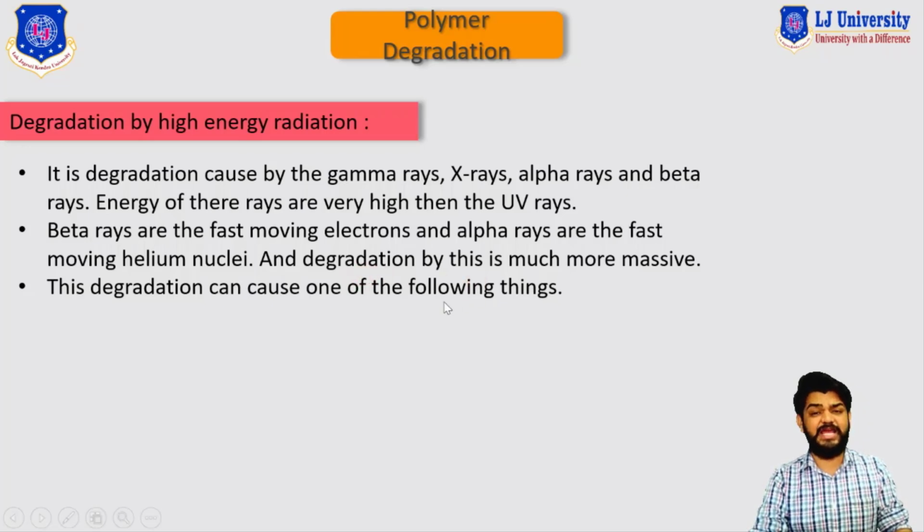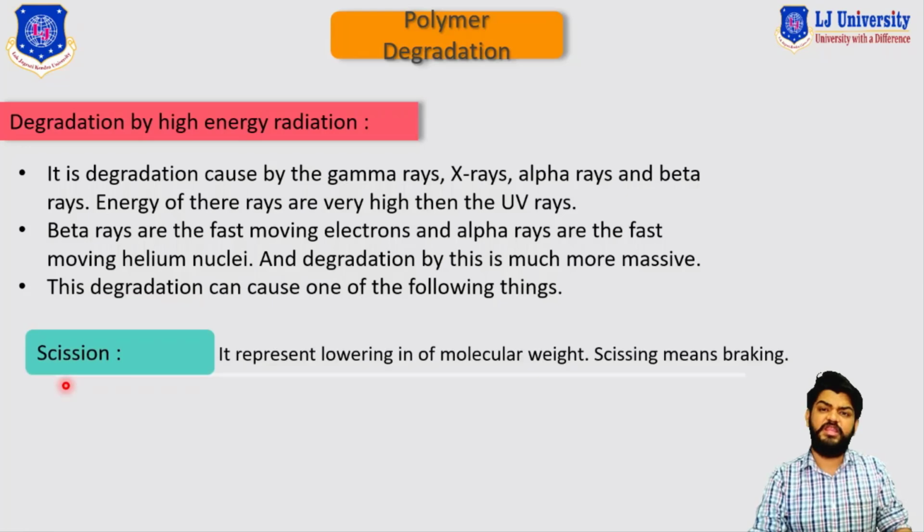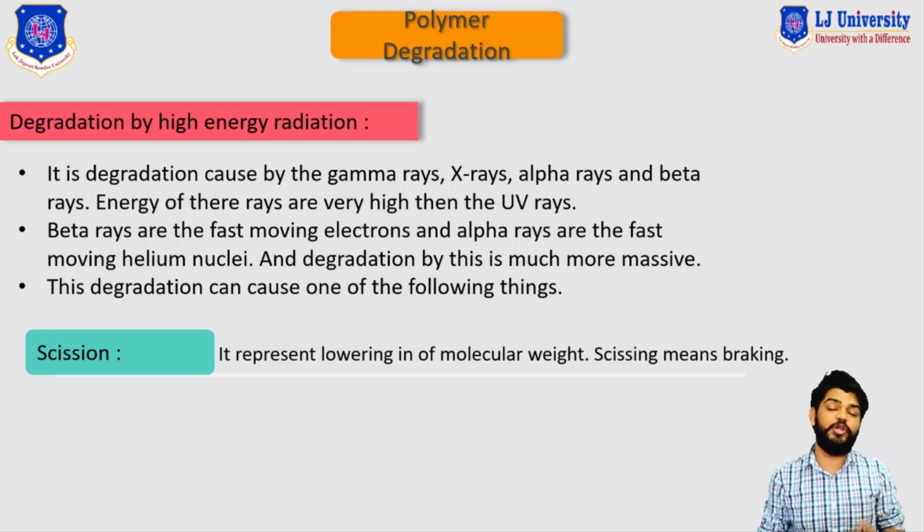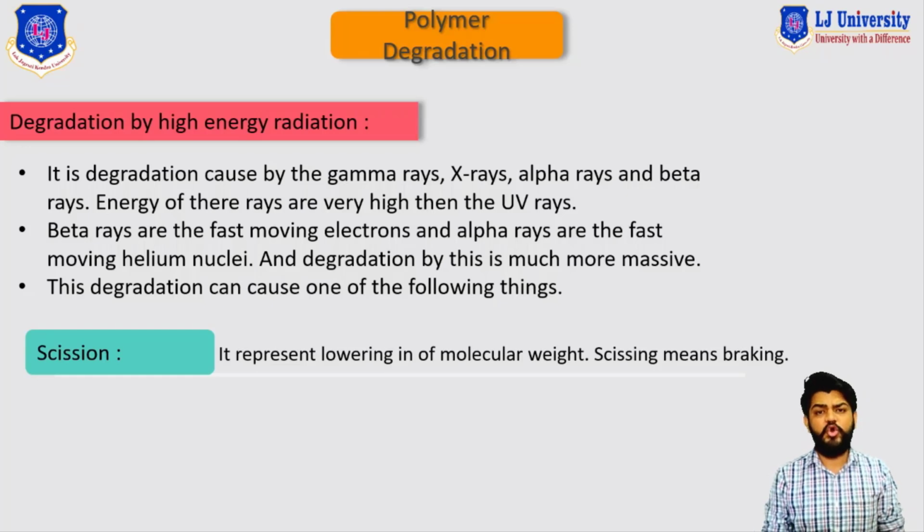This degradation can be done in two ways. The first one is scission, which represents the reduction, or you can say lowering, of the molecular weight of the polymer. So it is very much known that when our polymer degrades, it breaks, right? The long chain of the polymer breaks. So it is obvious that its molecular weight will reduce. So scission means the breaking of the polymer takes place and molecular weight reduces.